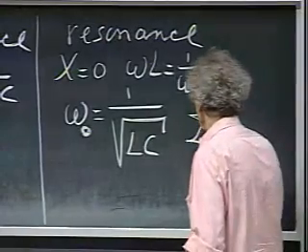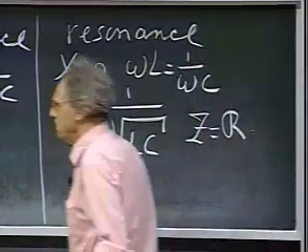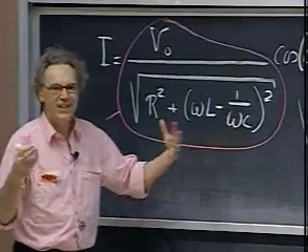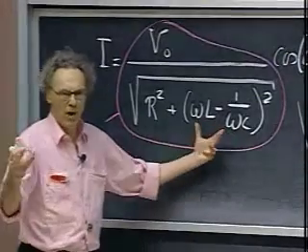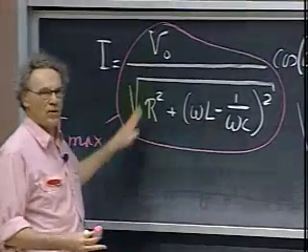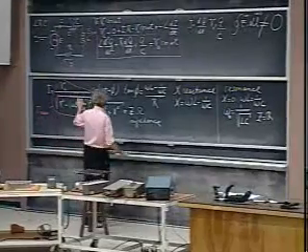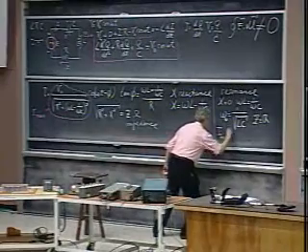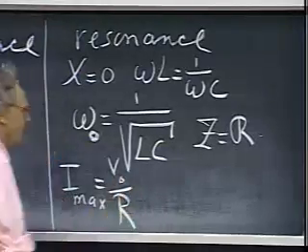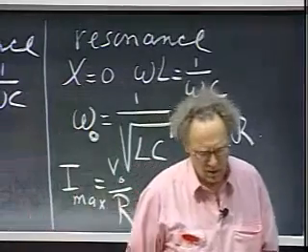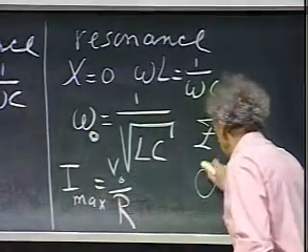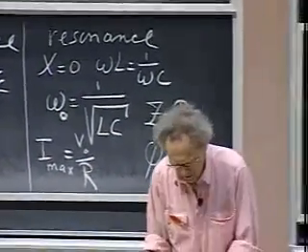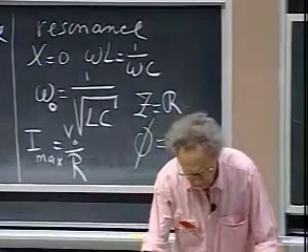And Z is then just R, because when x is 0, the omega L and the 1 over omega C eat each other up. They are not there anymore. It's gone. And so the system behaves as if there were only a resistor. And so you also see that the maximum current that you get is then simply V0 divided by R, because Z, the impedance, is now R. And in addition, phi then becomes 0. So the driving voltage is then in phase with the current that follows.